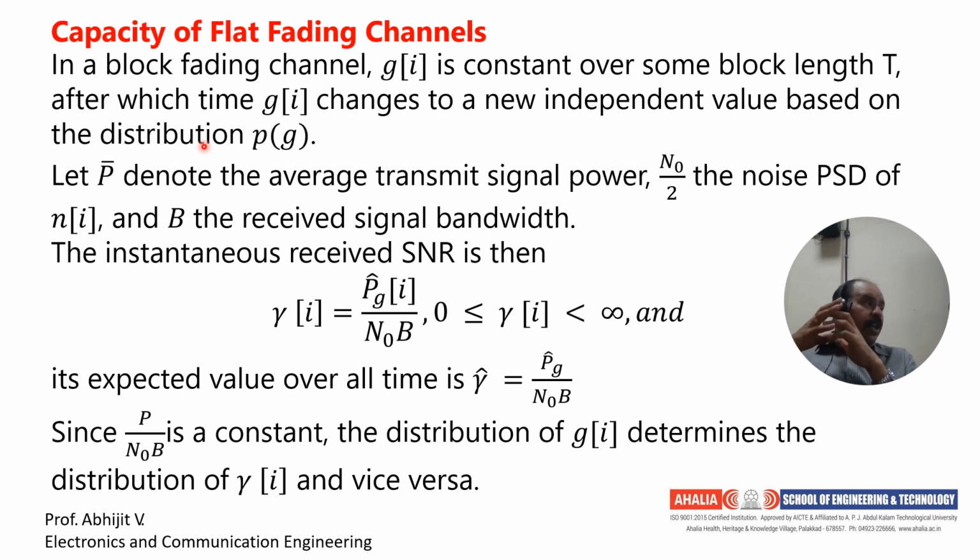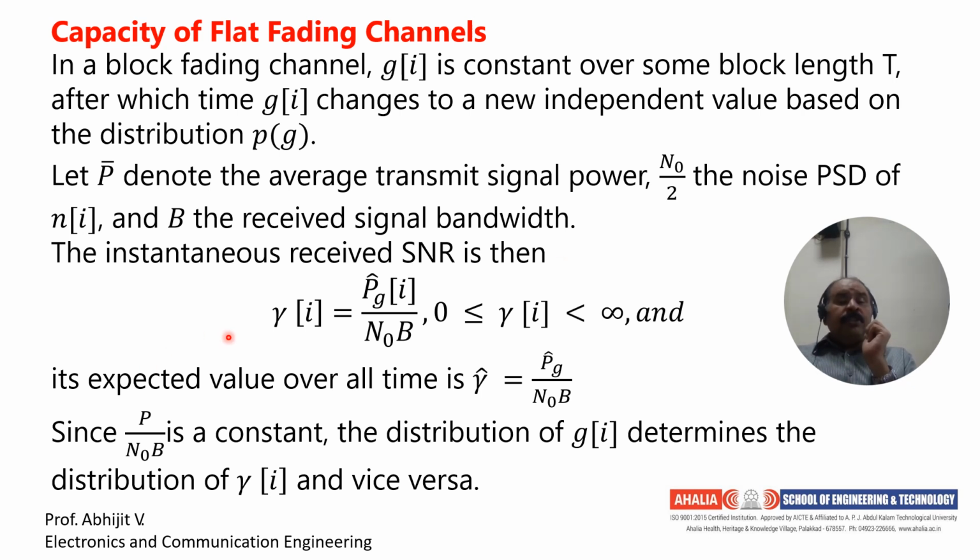In a block fading channel, g of i is constant over a block length of T, after which time g of i changes to a new independent value based upon the distribution p of g. Let P bar denote the average transmit signal power, with N0 by 2 the power spectral density of the noise n of i, and B is the received signal bandwidth.